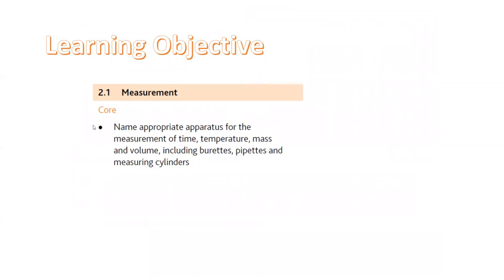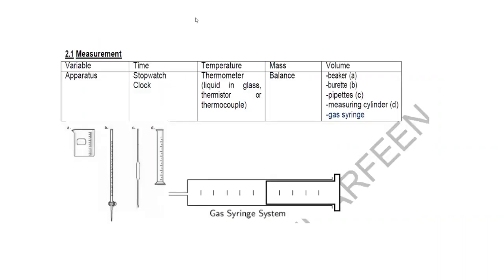The learning objective for 2.1, that is the measurement. So you should be able to name the appropriate apparatus to measure the time, temperature, mass, volume, including burettes, pipettes, and measuring cylinder. As we discussed this yesterday, it's a quick revision. If you want to measure a time, the apparatus we use is a stopwatch or a stop clock. If you want to measure a temperature, we use a thermometer, and these are the types of thermometer you don't have to learn right now. You just have to understand the fact that to measure the temperature, we can use a thermometer.